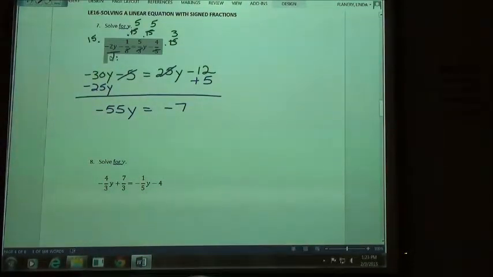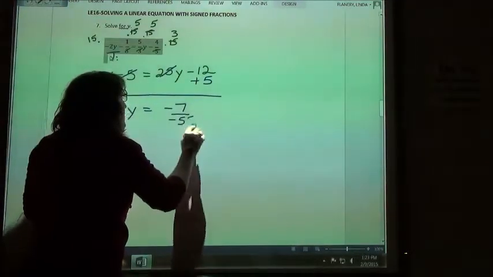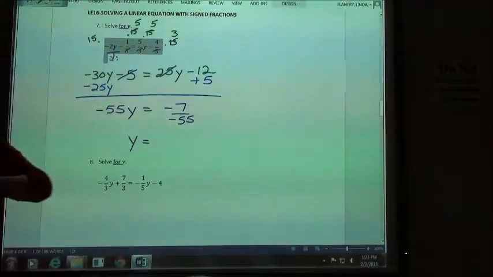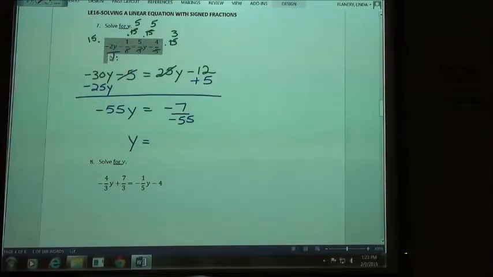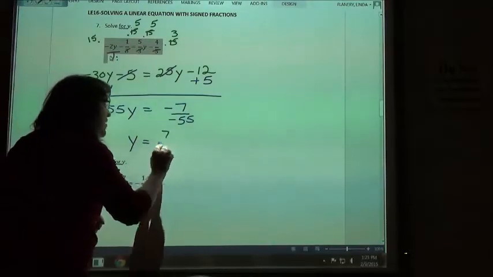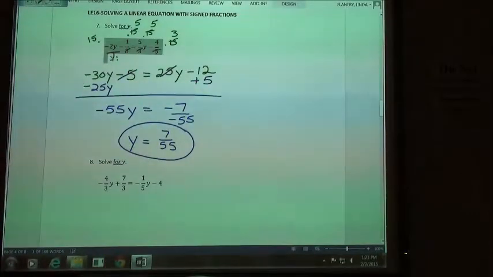And then, of course, my last step, dividing by my coefficient of negative 55. Now, in this case, I have a negative over a negative, so I know my answer is going to be positive. And then I don't think I can reduce that down. And so 7 over 55 is going to be my answer.